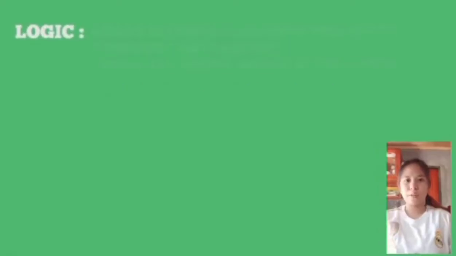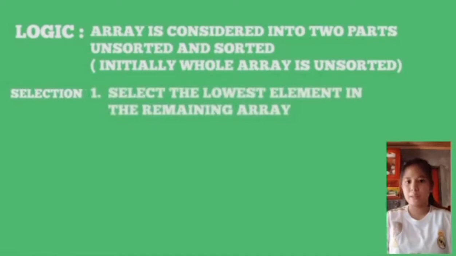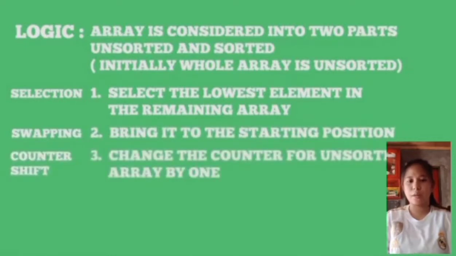Logic. Array is considered in two parts, unsorted and sorted. Selection. Select the lowest element in the remaining array. Swapping. Bring it to the starting position. Counter shift. Change the counter for the unsorted array by 1.